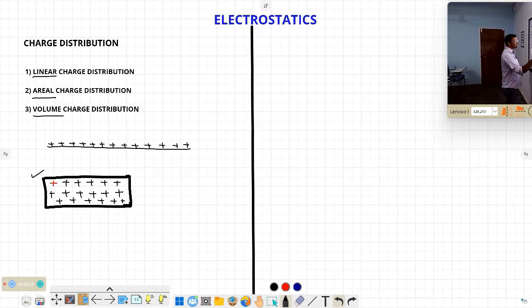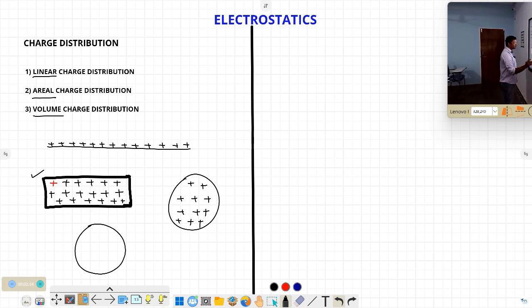And the third one: some bodies may have volume. For example, take a solid sphere. In a solid sphere, the atoms are throughout the body, so the charges will be accumulated across the total volume of the body. This type of distribution is called volume distribution. In the case of a hollow sphere, hollow means there are no atoms at the center, and only the outer boundary has the atoms. That's why the charges will accumulate only on the surface.